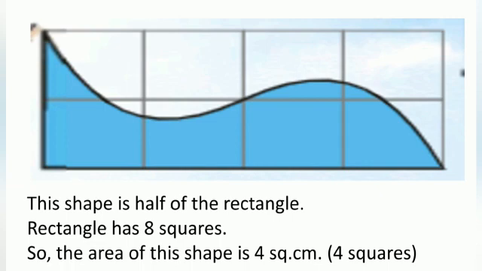You can see a rectangle with 8 squares. Each side of a square is of 1 centimeter. So the area of this rectangle will be 8 square centimeter. You can see a shape drawn in this rectangle, which is half of the rectangle. So what will be the area of this curved figure? The curved figure is half of the area of the rectangle. So it will be half of 8 square centimeter, which is 4 square centimeter.